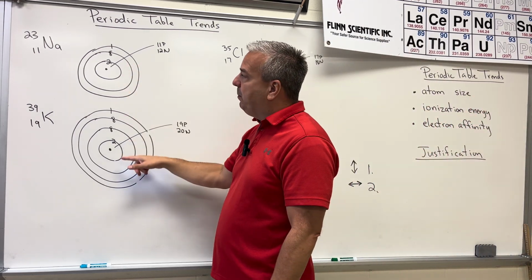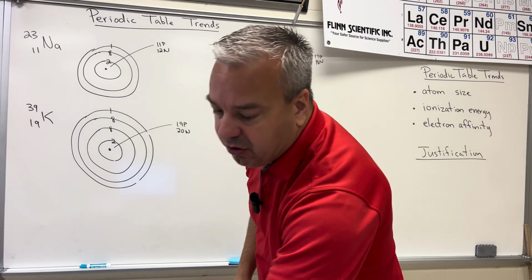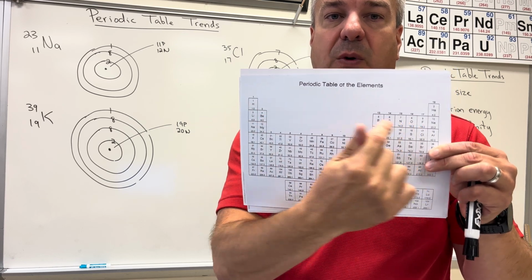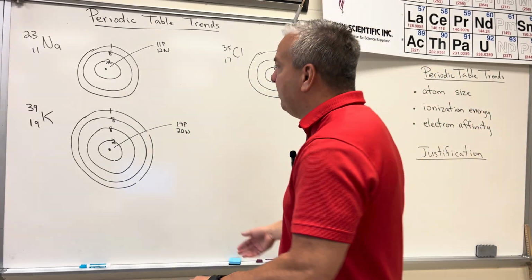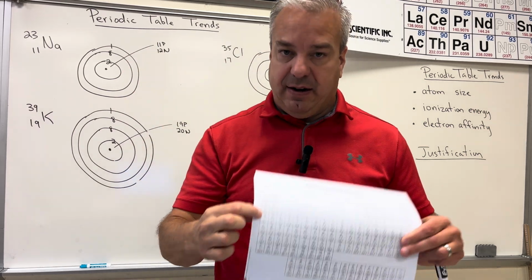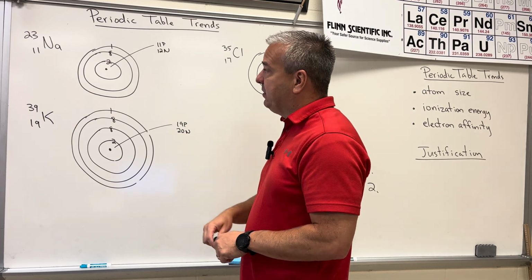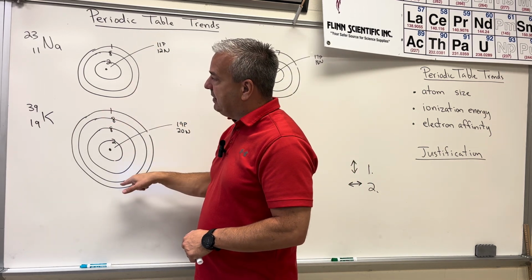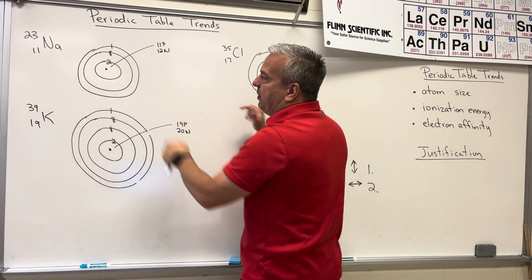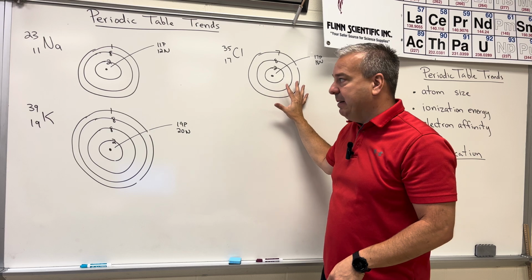The reason I picked these Bohr models is that sodium and chlorine are in the third row on the periodic table. So when we're talking about left and right movement, we pick two atoms in the same row. For up and down on the periodic table, I picked sodium and potassium. If you look right here, sodium and potassium are right next to each other up and down on the periodic table. So for up and down movement, we compare these two atoms. But for movement left and right, we use the sodium on the left-hand side of the periodic table and the chlorine on the right-hand side.